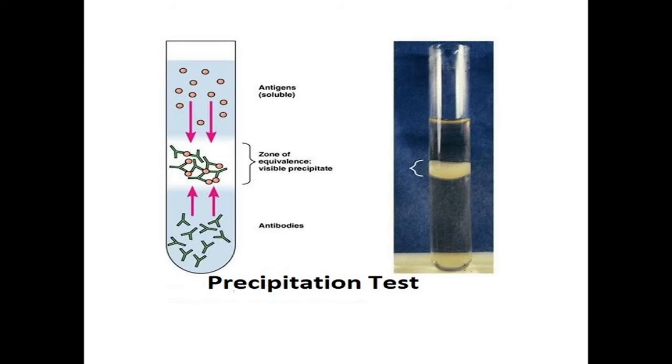Then the other test is the complement fixation test. This is for antigen detection by using antibody and complement. Complement is an array of proteins which are very important in immunity, in antigen elimination. The complement fixation test is called CFT. It is for the detection of antigen by using antibody along with the complement.